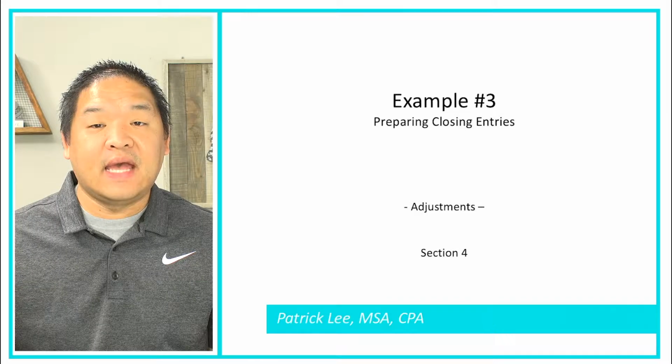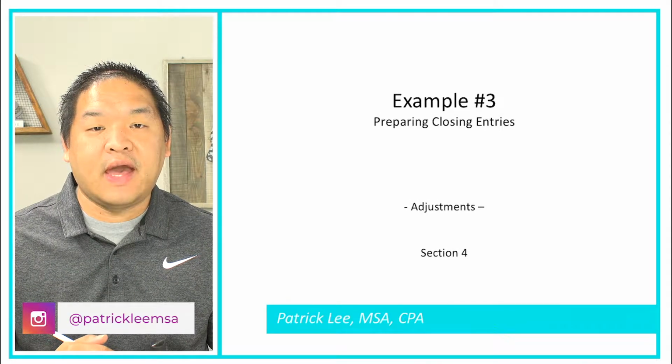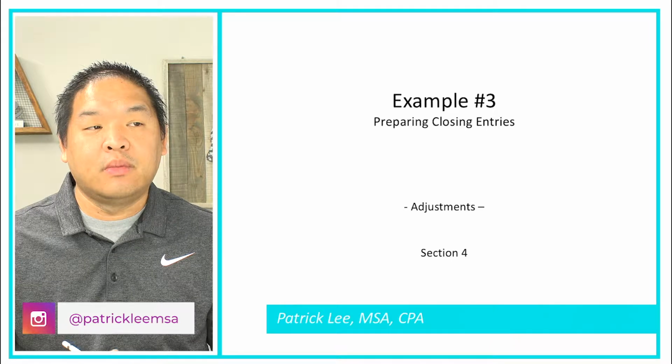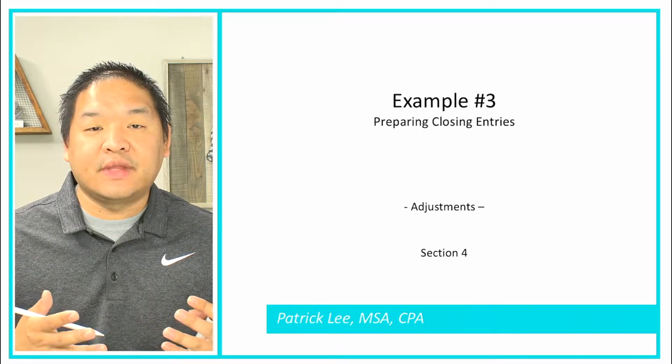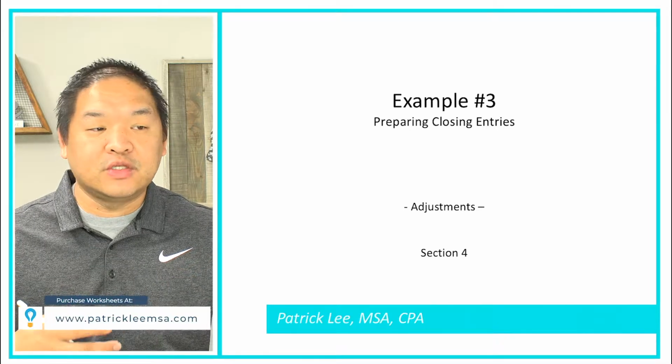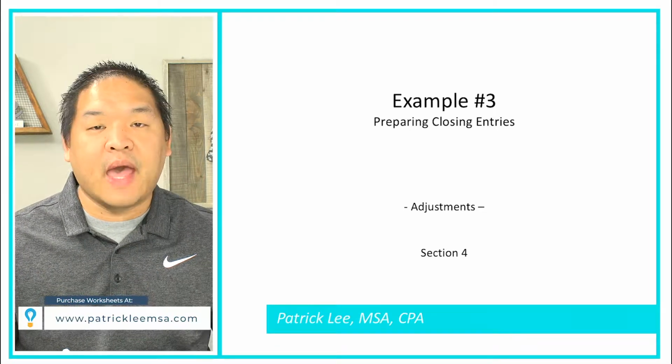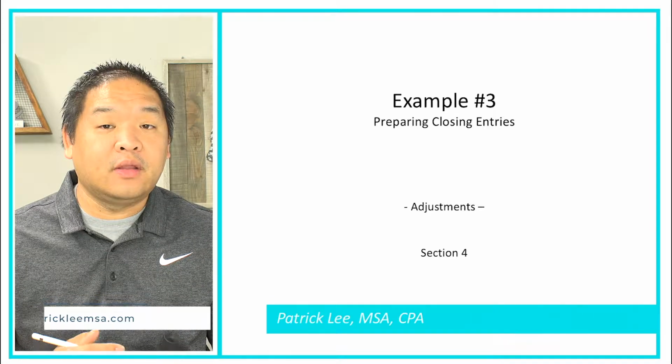All right, the last example that we have for you in this section has to do with closing entries. Remember, part of this section, we talked about the next step at the end of the period, which is to do the adjustments. Once we've done the adjustments, we do the adjusted trial balance. Then from there, we prepare the financial statements.